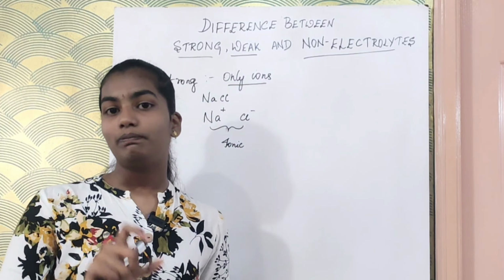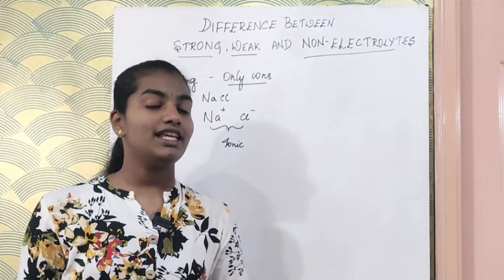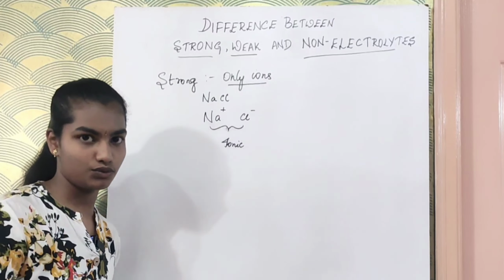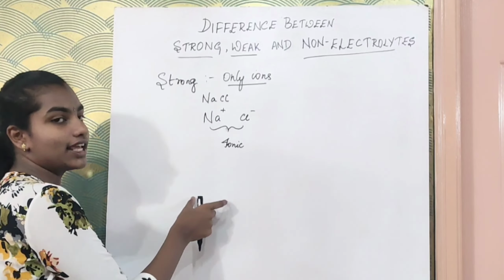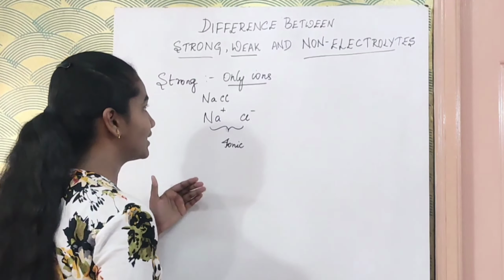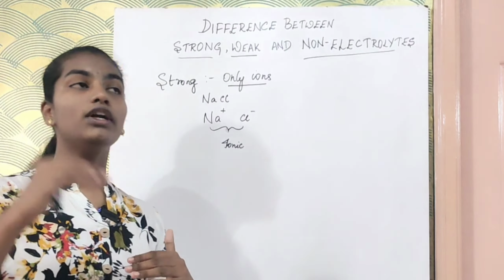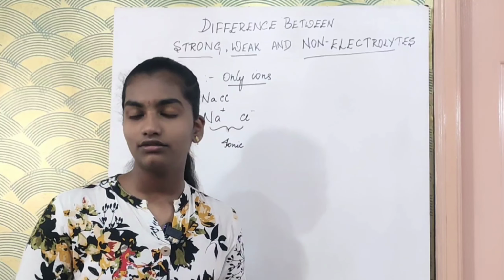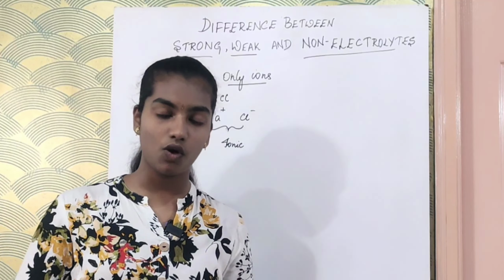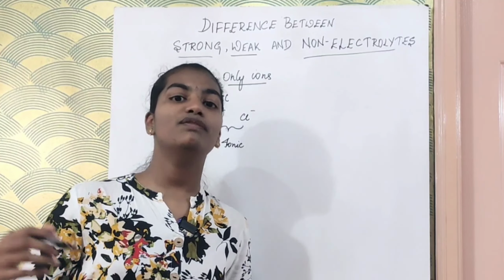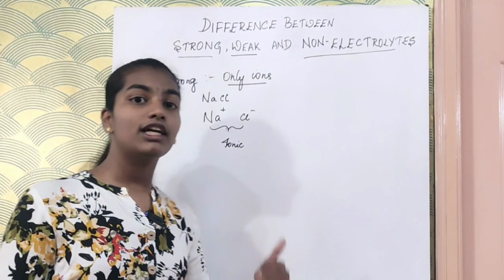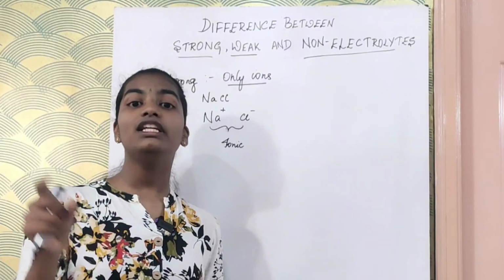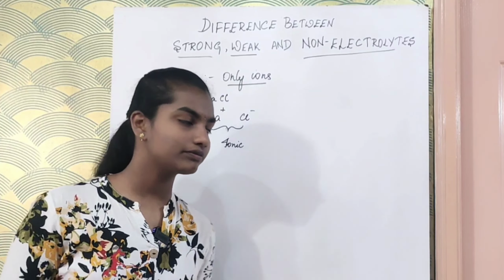Which is why, to pass electricity, it should be either in aqueous or molten state or fused state. Molten is nothing but fused. So this is an example: sodium chloride is an example of a strong electrolyte. Now what compounds come in strong electrolytes? All the ionic compounds or electrovalent compounds, each and every one, come under strong electrolytes. Why? Because they have free ions when they are dissolved in water.